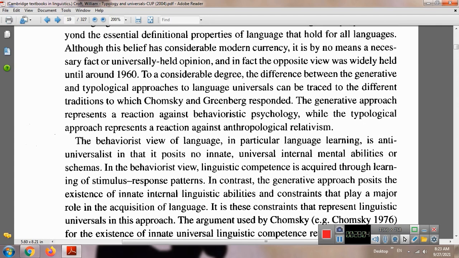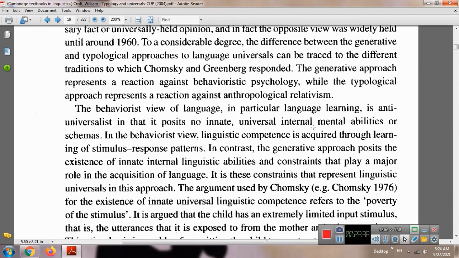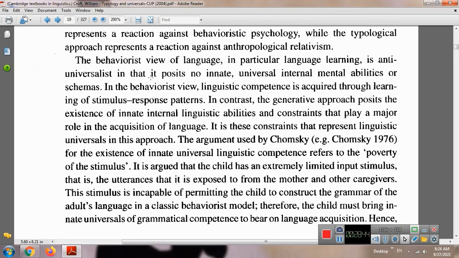Here we told you that the concept of linguistic universal is different in the generative approach and in typology. In the generative approach, the concept of universal represents a reaction against behavioristic psychology, while the typological approach represents a reaction against anthropological relativism. Both of them are different from each other because they react to different matters. Here we will read their details.